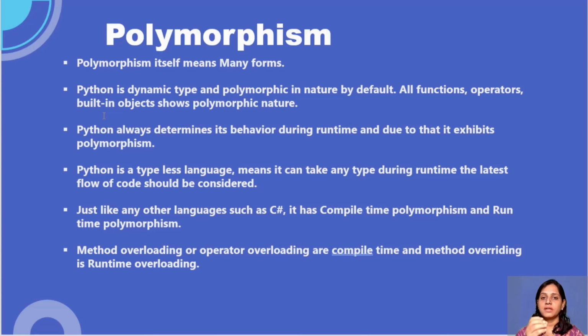Even assigning is dynamic, like I told you. When something is really dynamic, that is polymorphic in nature. When you assign x equal to 8 and then x equal to some name and print the output, it will always give you the last value, because the approach is from top to bottom. Python determines its behavior during runtime, and because of that nature it always exhibits polymorphism.